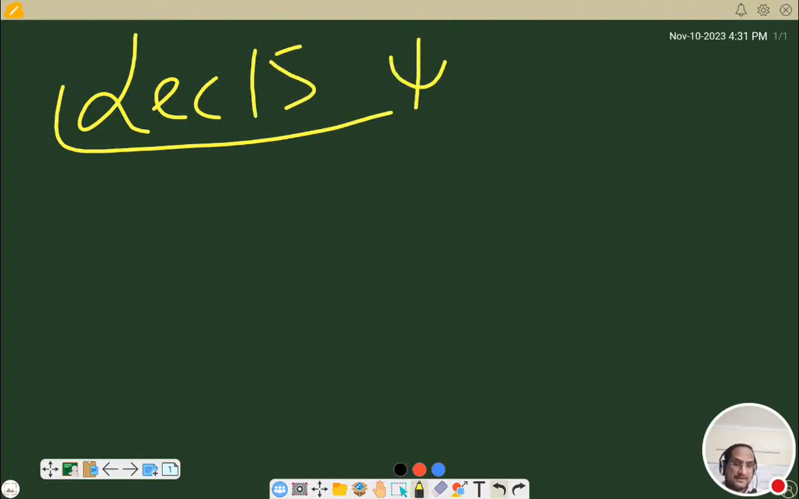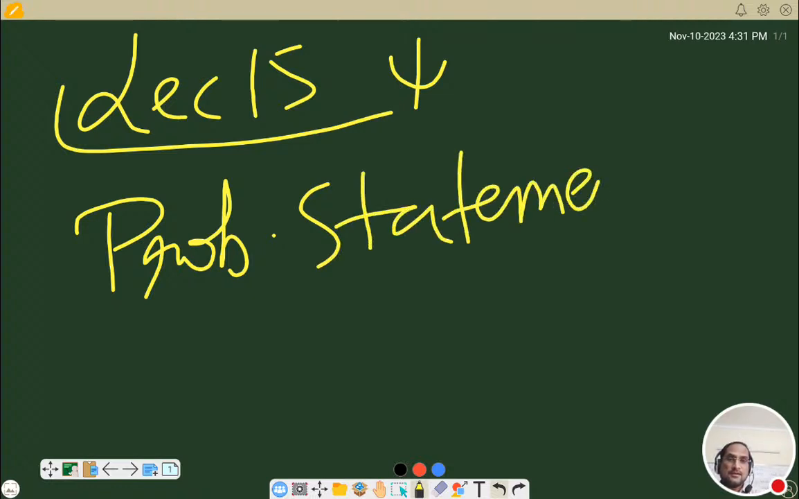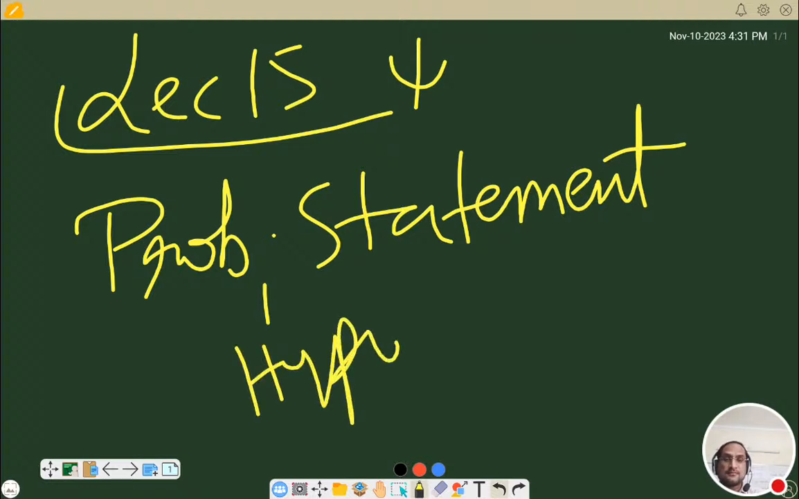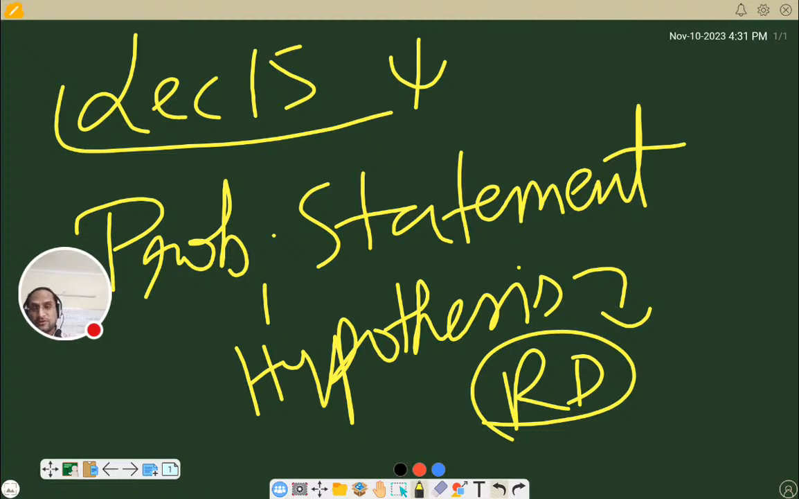What have we covered till now? We have covered the research method. We saw that there is a sequence. First of all, the problem statement will be there. After the problem statement has been formulated, the researcher will look for a hypothesis. After the hypothesis has been formulated, the researcher will look at research design. We talked about problem statement, hypothesis, and research design.